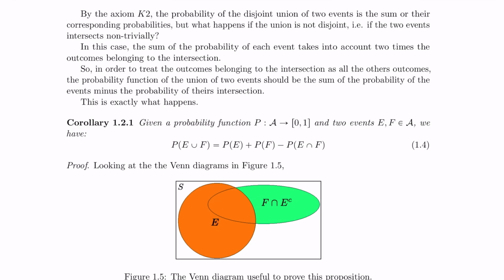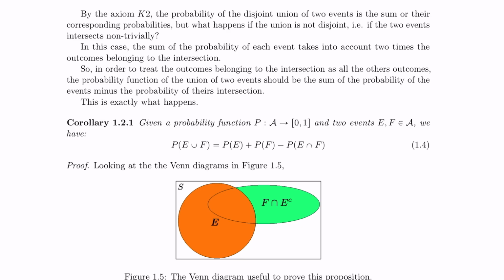Let's now turn our attention to axiom K2, which says that the probability of the disjoint union of two events is the sum of the corresponding probabilities. Well, can we say something when the union is not disjoint? First of all, notice that if the union is not disjoint and we sum the probability of each event, then we take into account two times the outcomes that belong to the intersection.